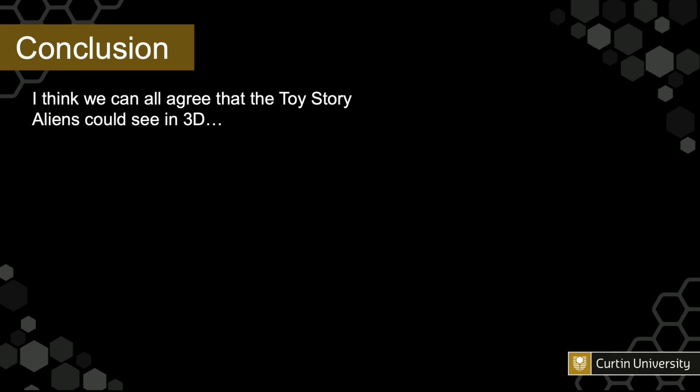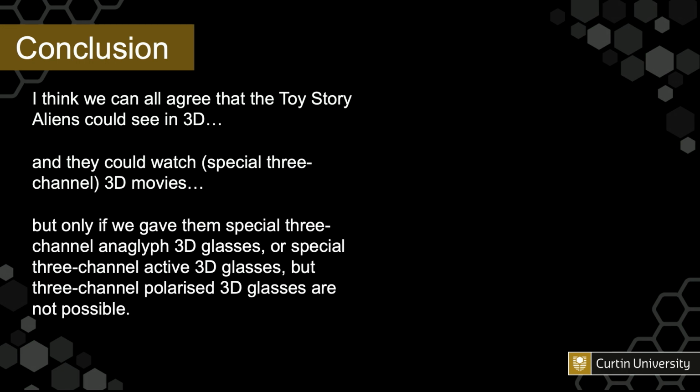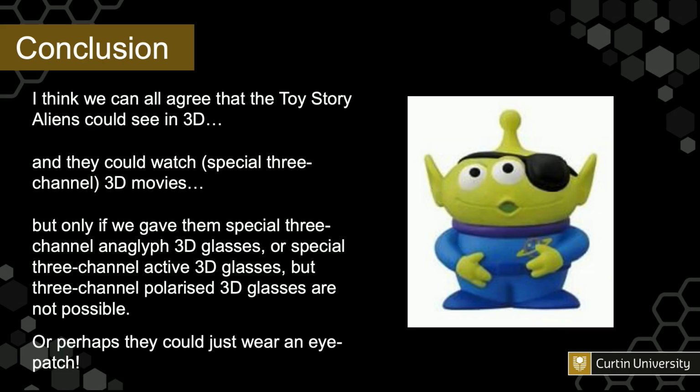All right, so in conclusion, and perhaps we need to have a show of hands, I hope we can all agree that the Toy Story aliens could actually see in 3D. And if we had special 3-channel movies, they could probably watch 3D movies. But only if we gave them special 3-channel anaglyph 3D glasses or 3-channel active glasses, but unfortunately 3-channel polarised 3D glasses are not possible. Yeah, I heard the disappointment in the room. Or we could just give them an eye patch, perhaps.